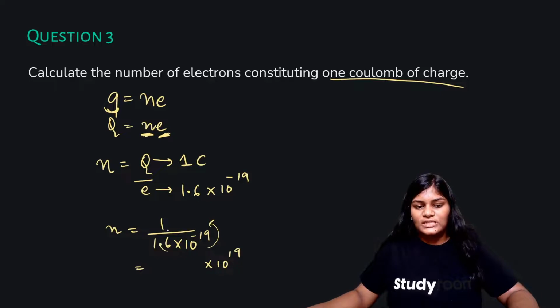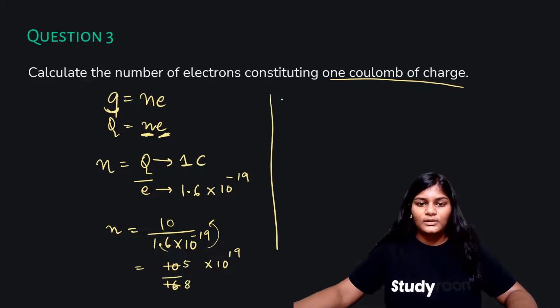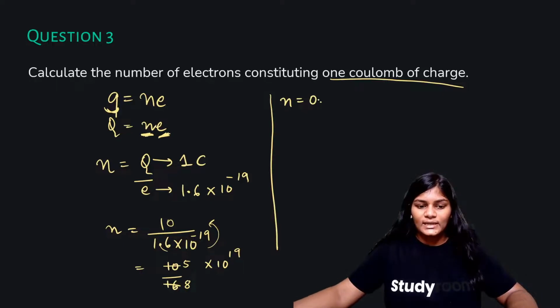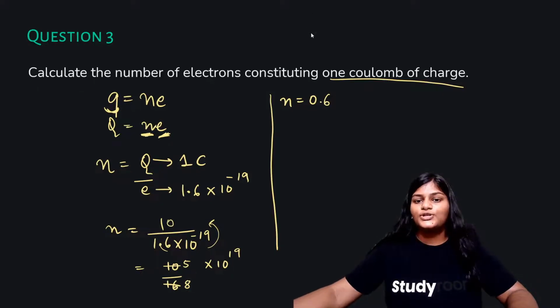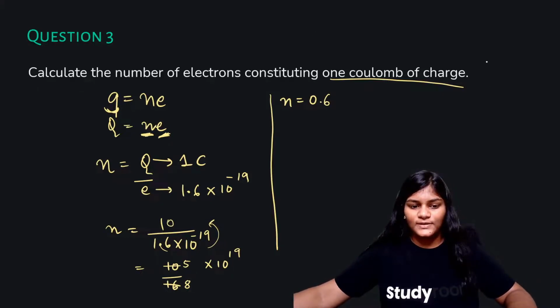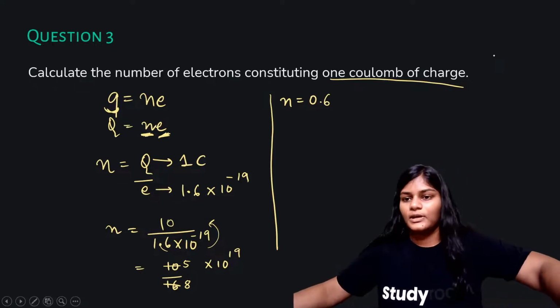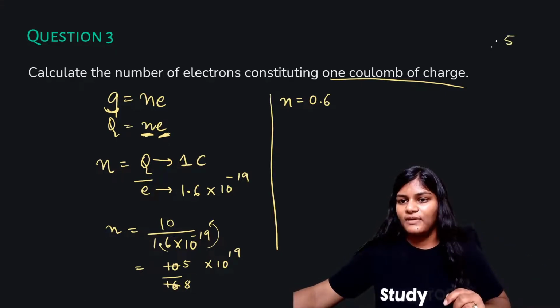And if you want to remove this decimal, I have to add a 0 here. So this becomes 10 upon 16. This cancels out by 2: 2 5s are 10, 2 8s are 16. Then N is equal to 5 by 8. 8 5s are 40, 8 6s are 48, so approximately 0.6. If I want to solve it for you, I'll just solve here. If it is 5 divided by 8, right?